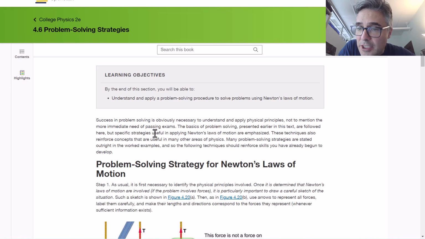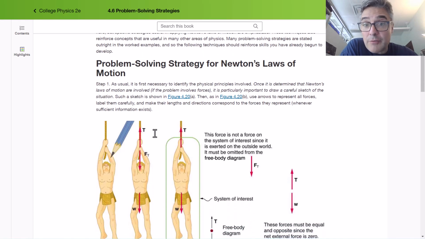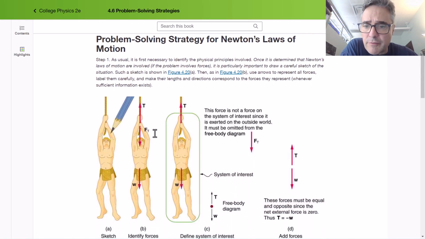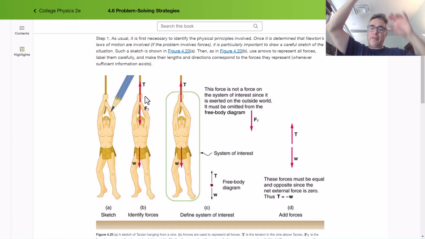And lastly, section 4.6 is a short one, giving you a couple of very useful hints for solving problems that involve Newton's laws of motion. Here is a sketch of Tarzan pulling on a vine or something. So you can imagine Newton's third law. If he's pulling downwards with his hands on this vine or rope, then there's a tension force pulling upwards on Tarzan. There's also the weight of Tarzan if he's suspended in midair.